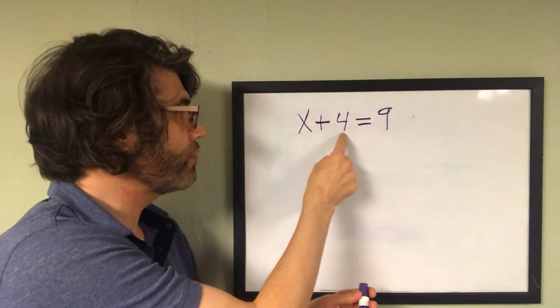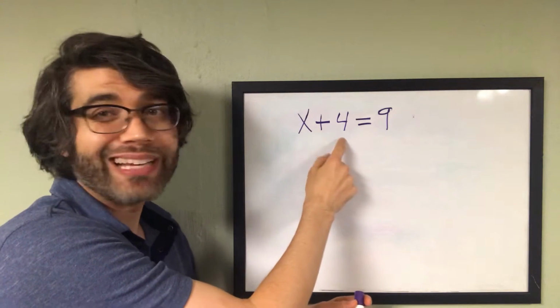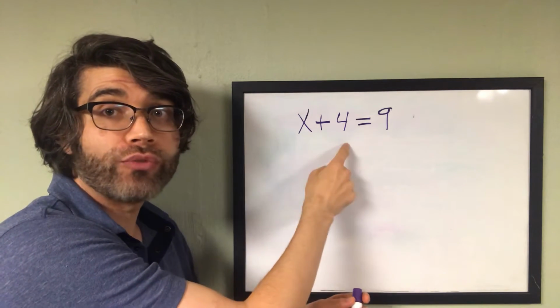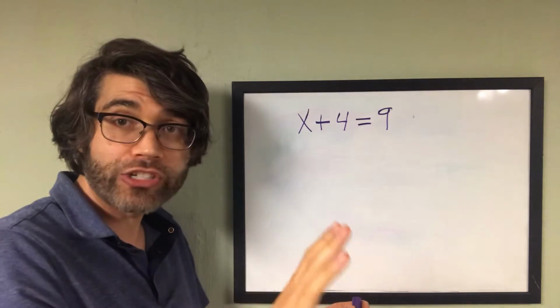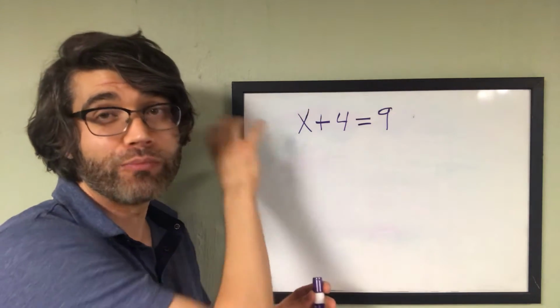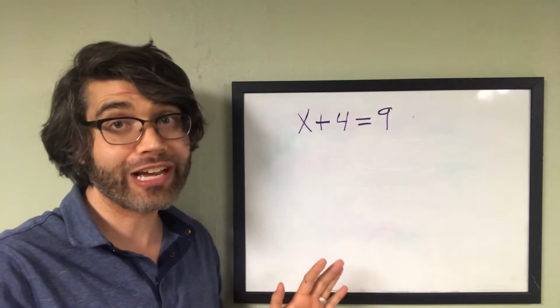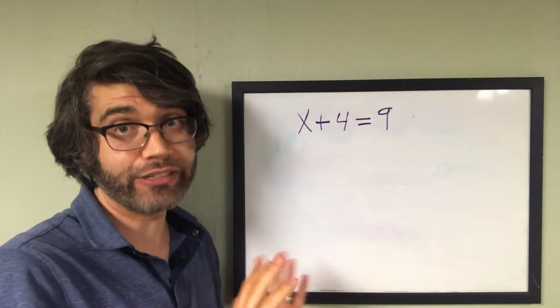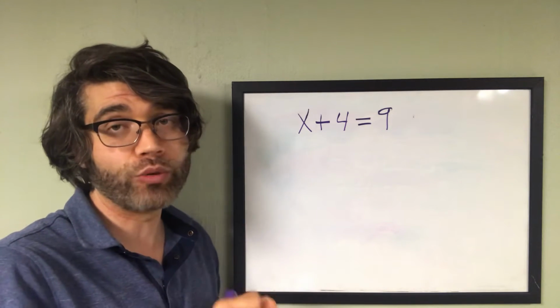Okay, 3 plus 4 is 7. No, that doesn't equal 9. 4 plus 4, that doesn't work either. How about 5 plus 4? That works. So x needs to be 5. That's guess and check. Can you imagine that if it was a more difficult, more complex equation, if we guessed and checked, we might be around here for a long time doing that. We got to figure out a faster, more efficient way to do that.